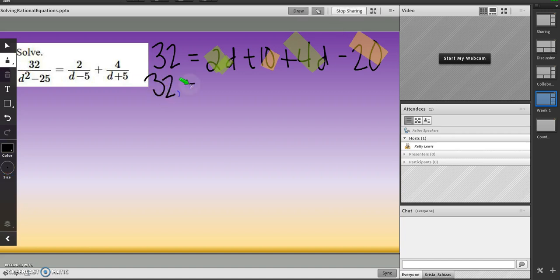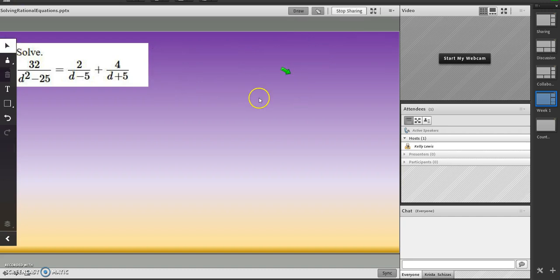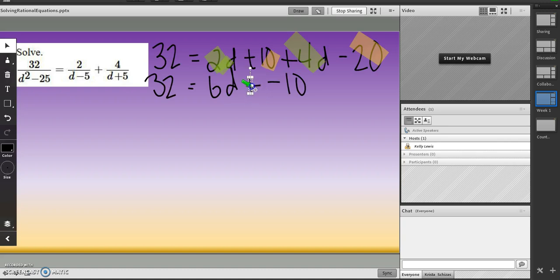So 32 equals 2d plus 4d, 6d. 10 plus negative 20 is negative 10. And so if you wanted, you can write plus negative 10, or you can just write minus 10. Either way. So in this problem, we don't have a d squared and a d. All we have is a d. So since we just have d, we want it to equal a number, and we want d by itself. So what we're going to do is add this 10. So we don't need to factor. We're not going to set it equal to 0 and factor. We're going to get d out by itself.